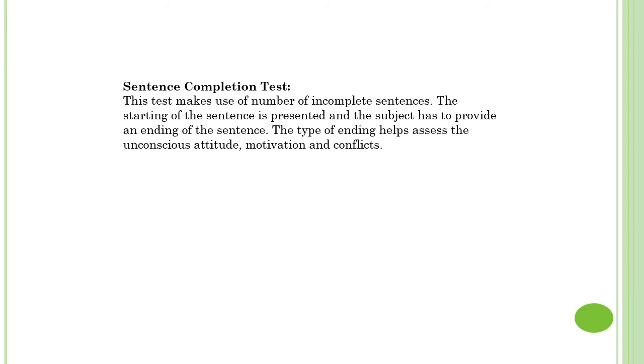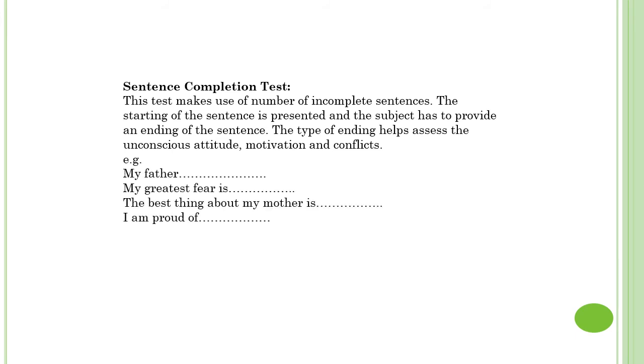Only difference is that earlier in grammar, when you used to do sentence completion, it was different. Here in psychological tests, when we use sentence completion test, the statements are quite different. For example, see, my father dash. Now here what will you write? My father what? Maybe you will write, my father is good. My father is very supportive. My father is a police officer, and so on. There can be so many responses to this one sentence, my father dash, and you have to complete it.